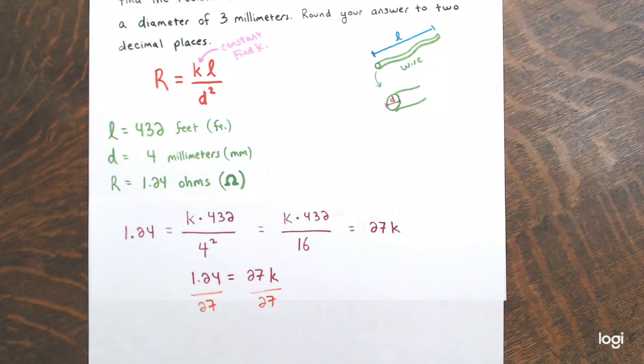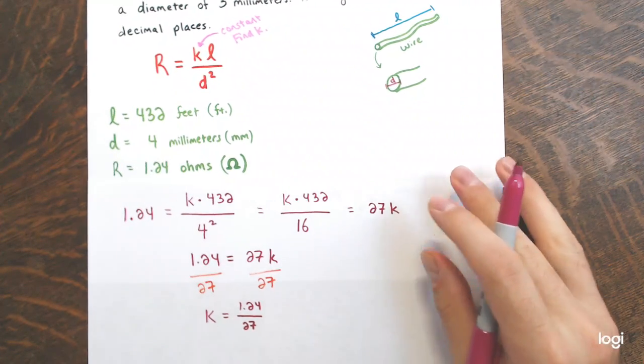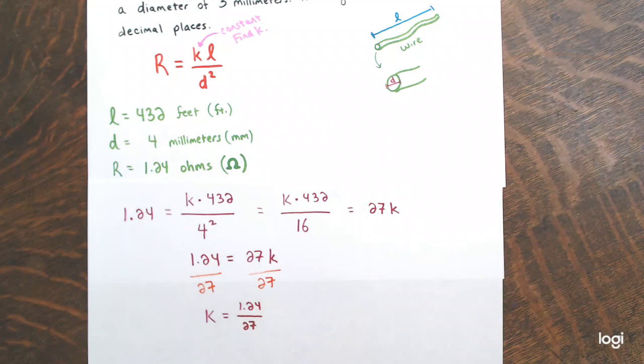Alright, so we have K. The value of K is 1.24 divided by 27. Now let's see if I can simplify that a bit. I'll punch that in the calculator, see what pops up. I know it's kind of cheating, but hey, if you got it, use it, right? And that's actually some pretty insane decimal.